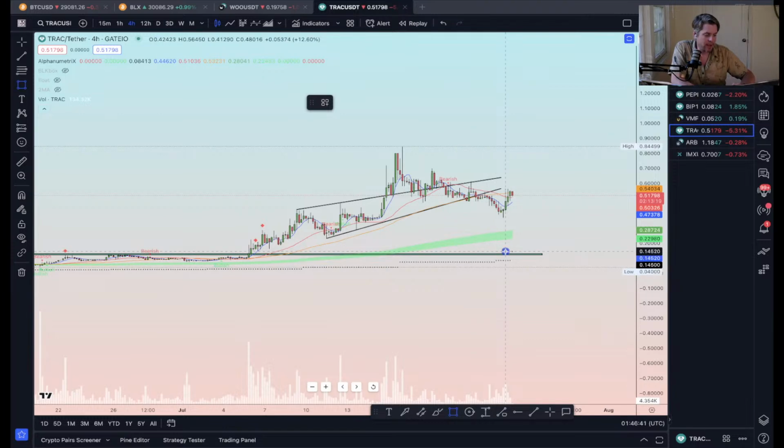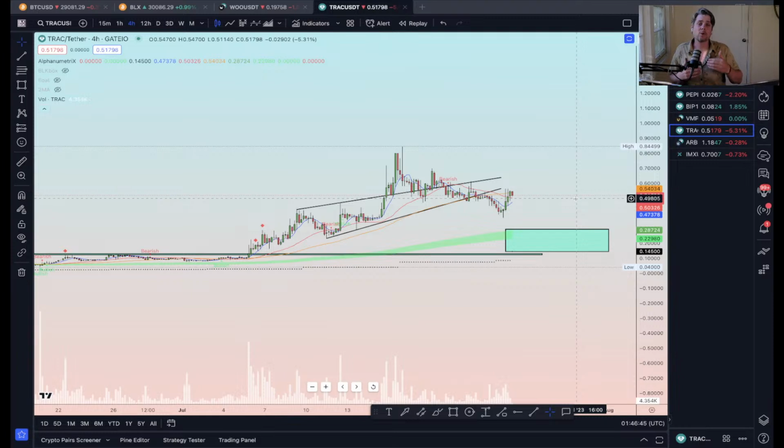I am waiting patiently for my entry. This is a fundamentally strong project. It's the equivalent of Chainlink on Bitcoin. It's also the equivalent of GRT on Bitcoin. It's both GRT and Chainlink for the Bitcoin ecosystem. It's going to be integral for creating DeFi on Bitcoin. That is right, DeFi on Bitcoin.